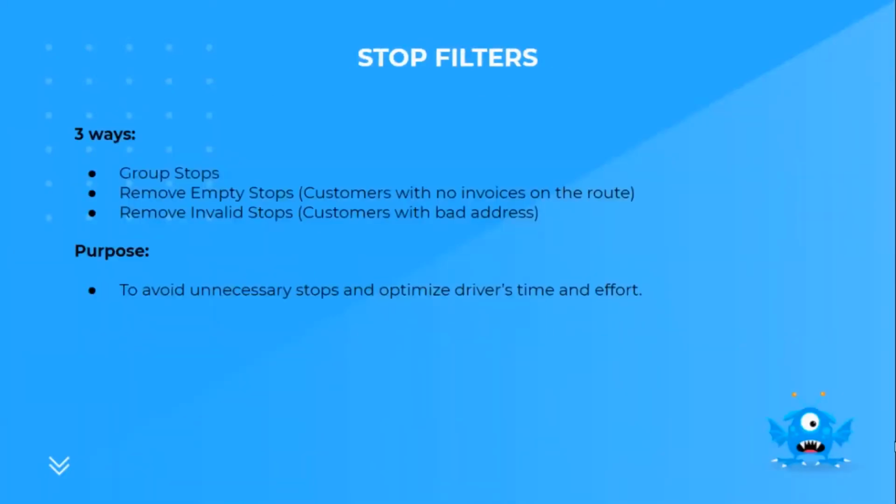Stop filters. There are three ways we can set this up. First will be group stops. Second is remove empty stops, which includes customers with no invoices on the route. And third is remove invalid stops. This is for customers with bad addresses. The purpose of this setting is to avoid unnecessary stops and optimize drivers' time and effort.